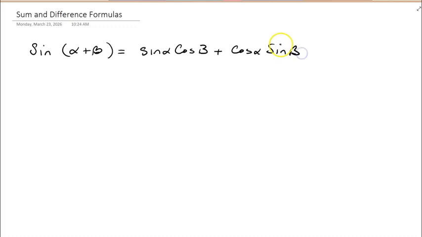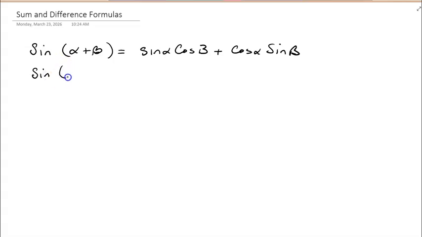So let's look at our sine. I'm going to use alpha and beta. So basically, the sine of adding alpha and beta together is the same as taking sine alpha cosine beta, and adding it to cosine alpha sine beta.